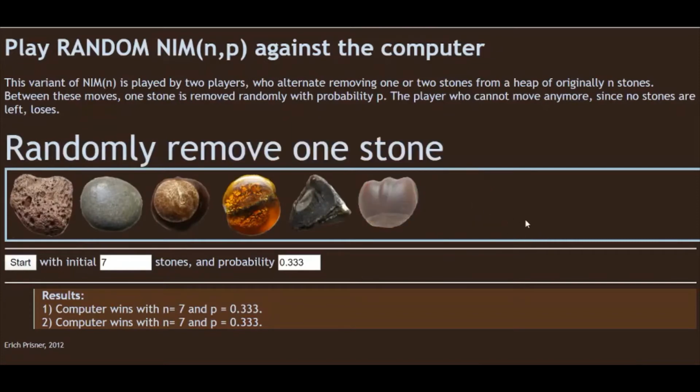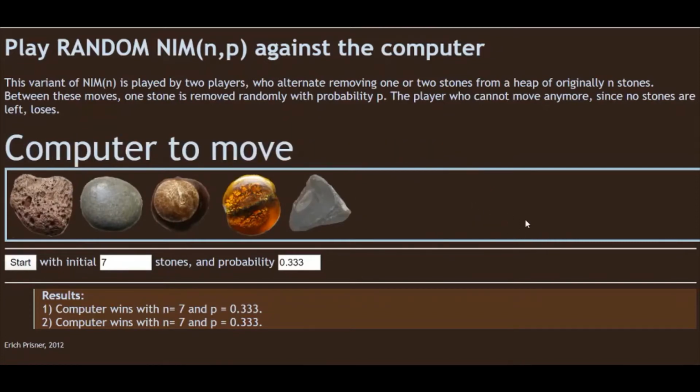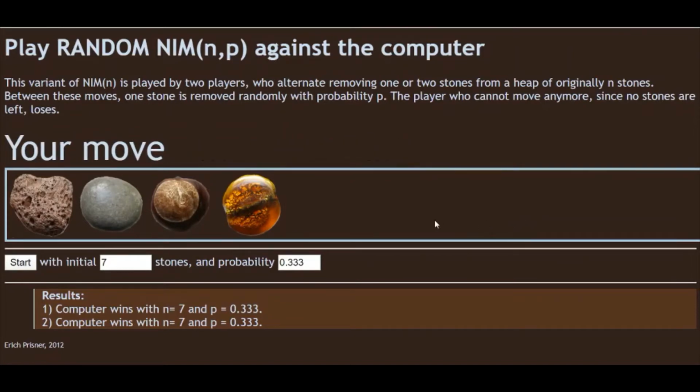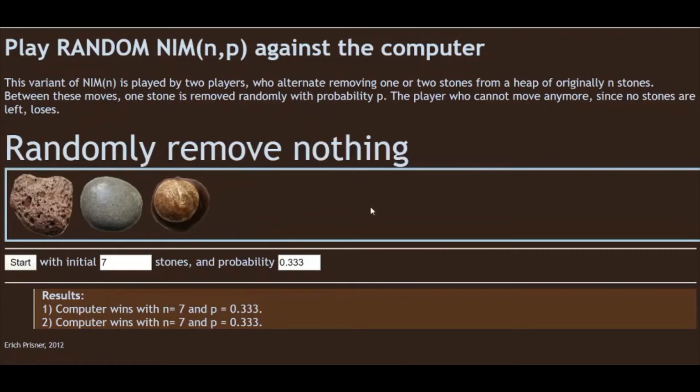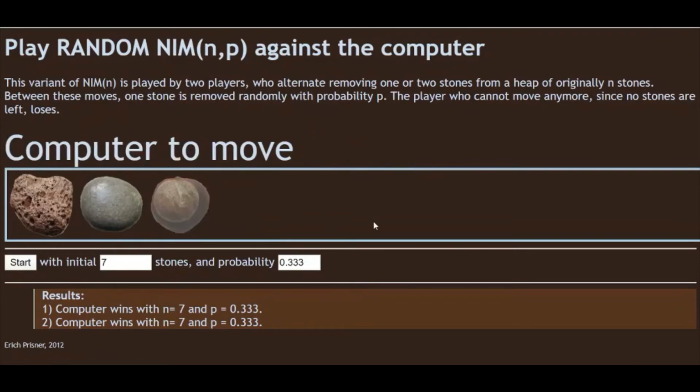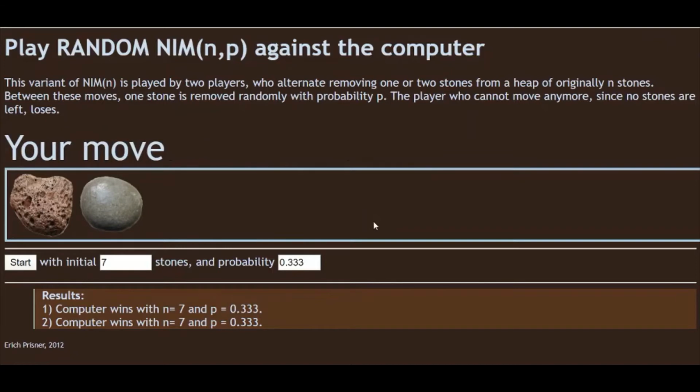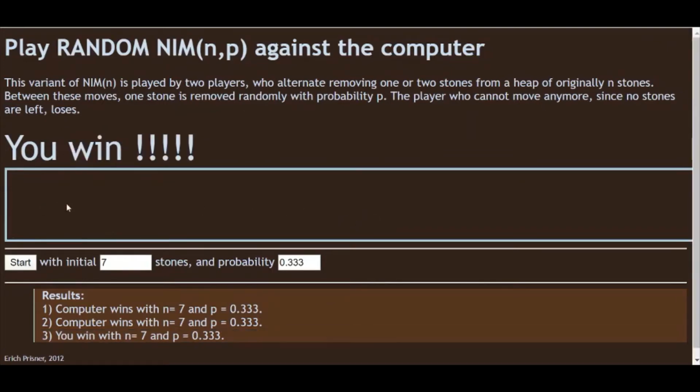Starting, removing 1. Removing 1, computer removes 1. The same situation as before. So again, certainly not a good idea to remove 2. I mean, 1 is also not safe, as we have seen before. But maybe we try. 1 removes nothing. Computer removes something. Randomly, nothing is removed. And you see, we can finish it and we can win. At least once out of 3 times we have won using this strategy.